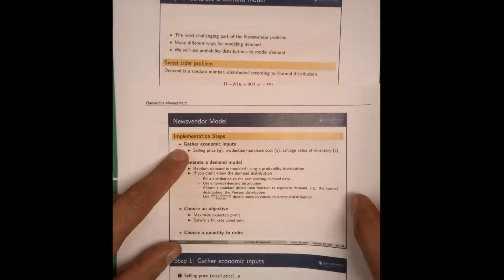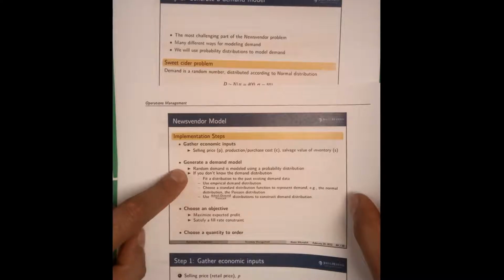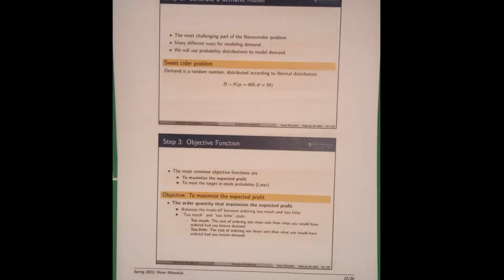Step two, generate the demand model. For the sake of simplicity here, we are going to say that, based on historical data, we fit a distribution to this demand, and it is normally distributed with an average of 400 and a standard deviation of 50. All right, that is the demand model. Demand is normally distributed with an average of 400 and a standard deviation of 50.